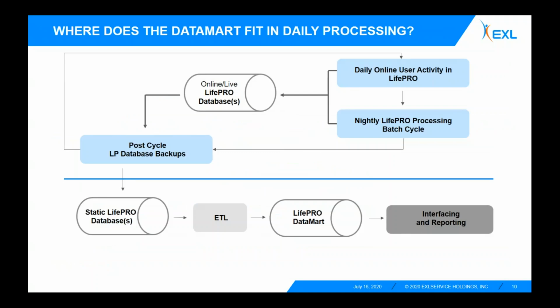Within the context of LifePRO daily processing, the top portion of the slide shows the daily and nightly processing that you engage in today, the online user activity, and then the nightly LifePRO processing batch cycles. The bottom portion then shows how the DataMart feeds off of this current process at the point of end-of-day business results. A key point in this architecture, and I hope it jumps out to you when I say it now, is that this does not impact LifePRO availability. If you're someone who's striving towards 24/7 operations, the DataMart does not affect that.